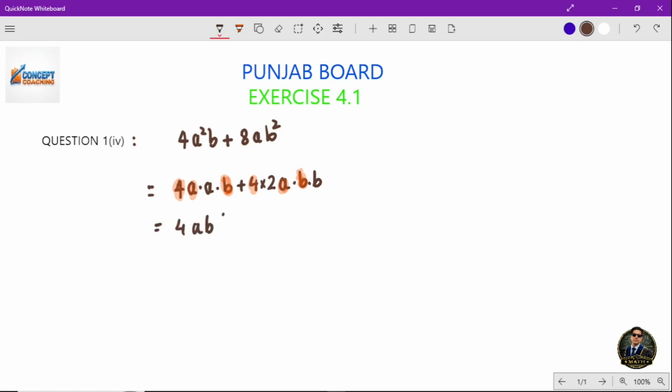We start the bracket now, and now I am left with this A, which is not highlighted, so we write A here, plus, and this is 2 here, 2, and B, which is not highlighted, so we write that. So this is the factorization. This is so simple. This is the factorization, and this is the final answer of this question.